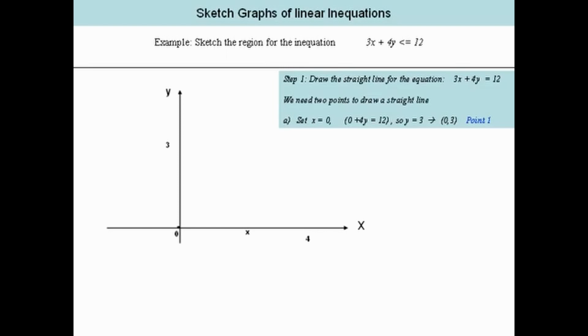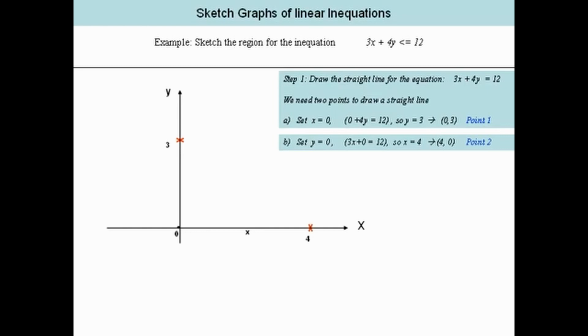So we get 0 plus 4y is equal to 12, so y is equal to 3, giving our first point as (0, 3) on the y-axis. We continue in a similar way to get the second point. So we set y to 0 and solve for x. In this case, we have 3x plus 0 is equal to 12, so x is equal to 4, giving our second point as (4, 0).